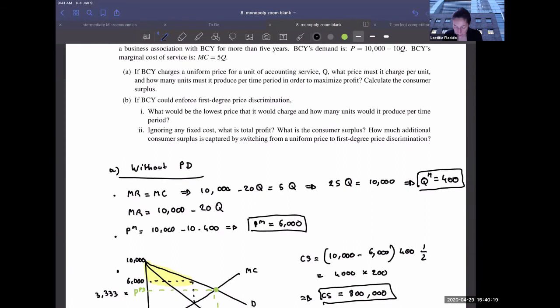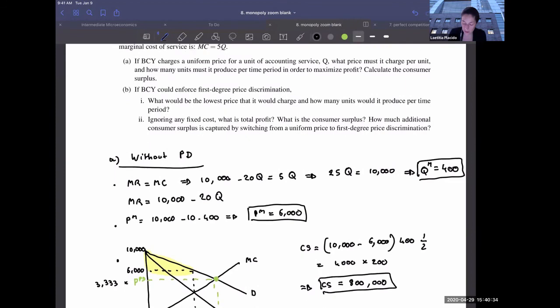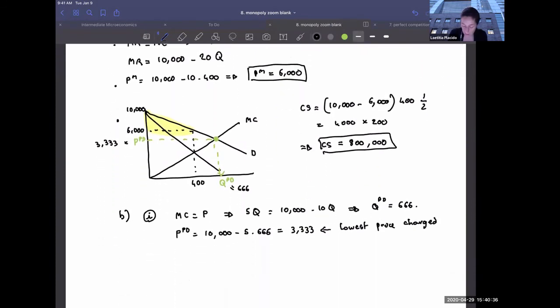Next question. Ignoring any fixed cost, what is the total profit, consumer surplus, and how much additional surplus is captured by switching from uniform price to first-degree price discrimination? Okay, so what is the total profit here?